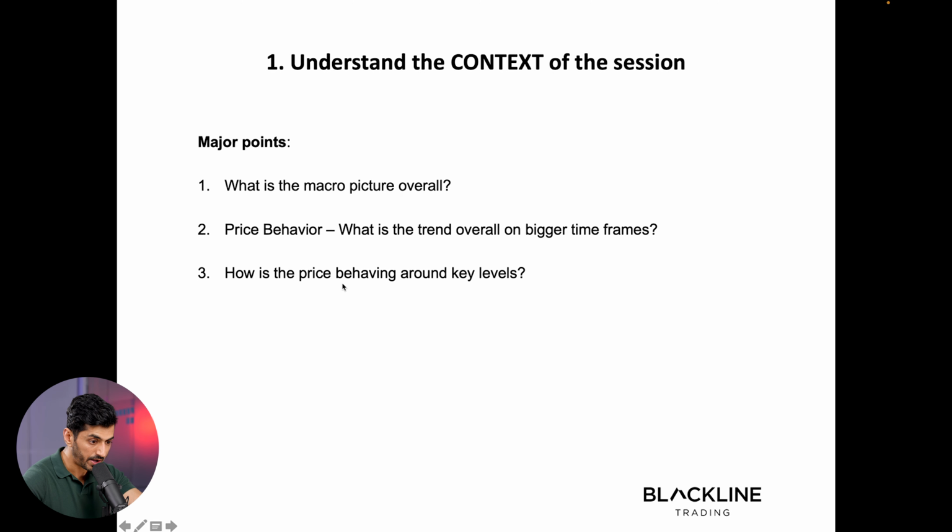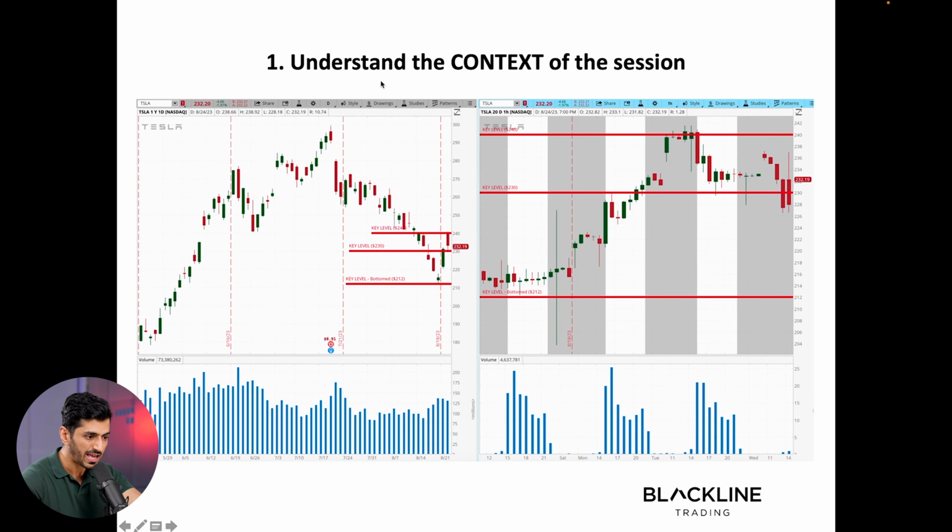And as we discussed earlier, we will discuss all these points by using a real-time example. The stock that we are going to focus on today for the session is going to be the Tesla stock. So with that being said, let's first of all apply the concept of understanding the context of the session. If you look here on the left-hand side, this is the chart of Tesla. One candle represents the daily activity in the Tesla stock. On the right-hand side, you are looking at the hourly chart of Tesla.